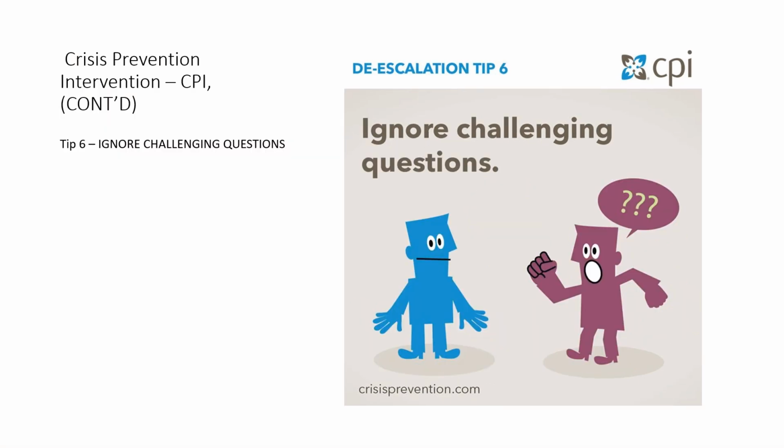Ignore challenging questions. Answering challenging questions often results in a power struggle. When a person is already challenging your authority, you have to really redirect their attention to what's really going on at hand. Ignore the challenge but not the person. Bring that focus back to how you can work together to solve a problem.